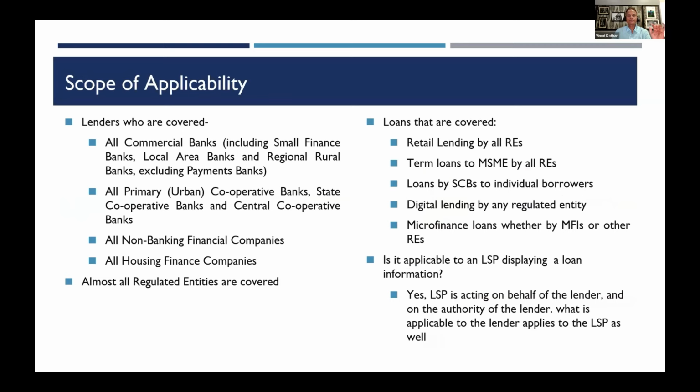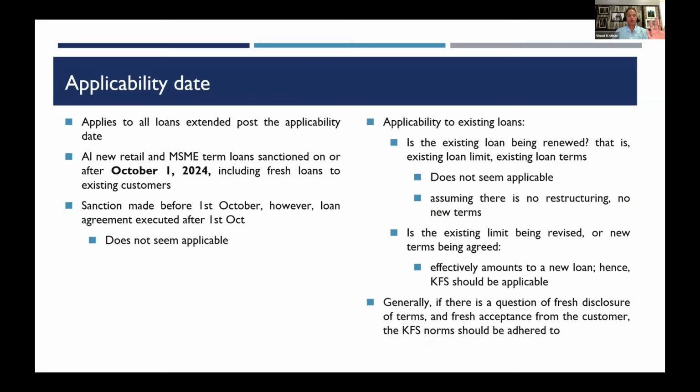Move down. Right. October 1. Now, this is about sanctions made before that date. It's applicable from 1st October, which would mean sanctions made on or after 1st October will be covered by the circular. For example, if a sanction was done before 1st October but the loan agreement is entered into after that, it is not applicable. Is it applicable to existing loans which are renewed after 1st October? This is a very interesting question once again.